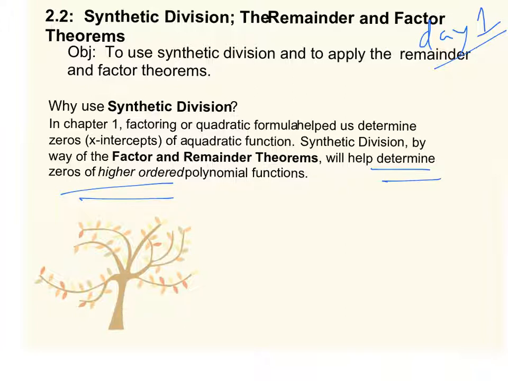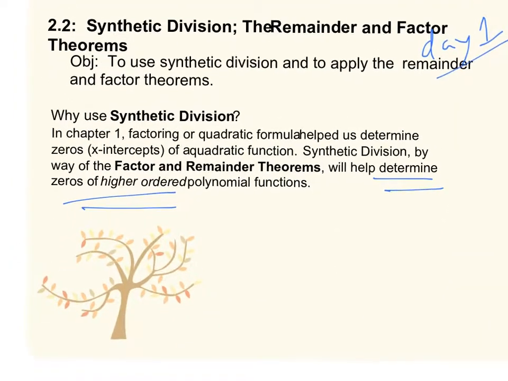We can complete the square. That's a technique that doesn't work very well when the degree gets higher. And we have the quadratic formula, which doesn't work at all if you're not dealing with a quadratic. So synthetic division is a tool that we use to help us factor and find zeros of higher ordered polynomials. It's a useful little tool for us to have.